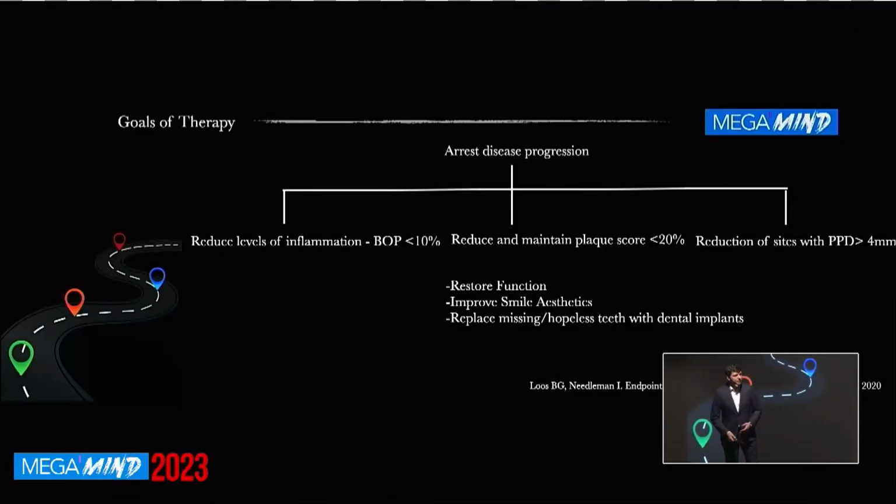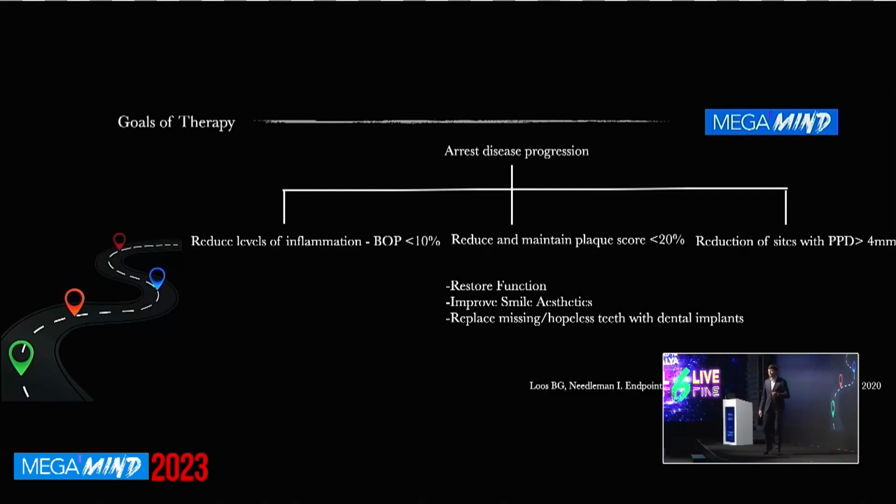So the goals of our therapy are to reduce the level of inflammation to a BOP of less than 10%, to reduce and maintain the plaque score of less than 20%, and to reduce the number of sites with a PPD of more than 4 millimeters. Also, the idea is to restore the function, to improve the smile aesthetics, and to replace the missing or hopeless teeth with dental implants.